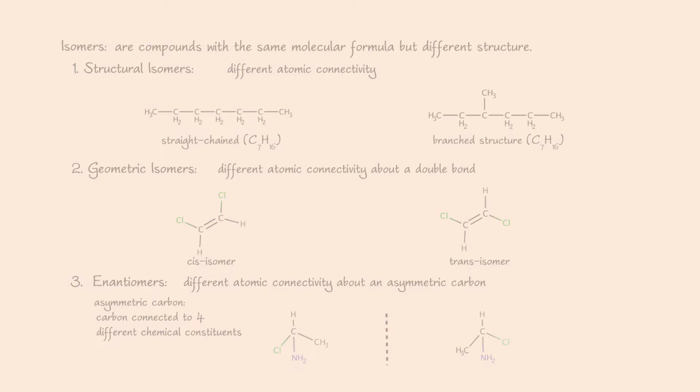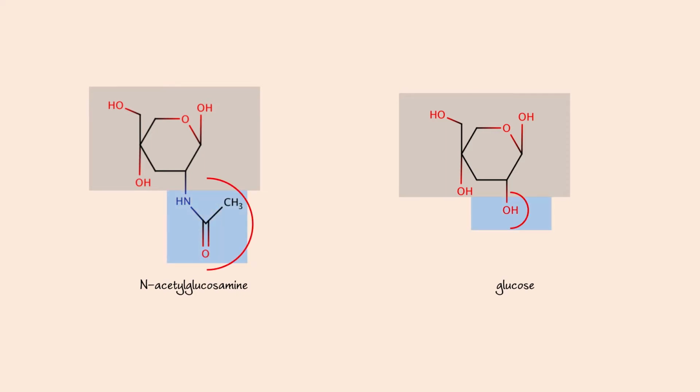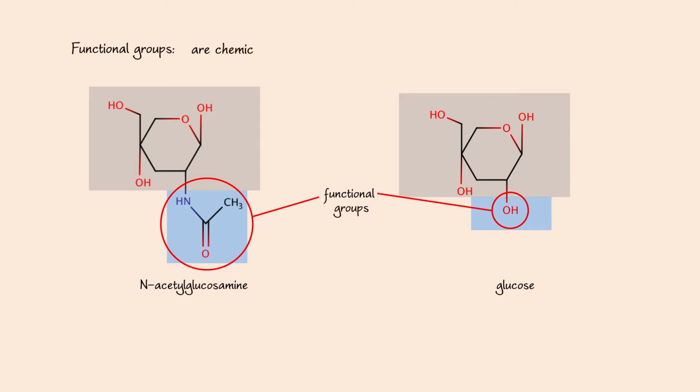Our next topic is functional groups. Let's examine 2 molecules with minor differences: N-acetylglucosamine and glucose. Notice both structures have the same base structure. The only difference is the group of atoms attached to the bottom right-hand corner of the molecules. These groups of atoms are known as functional groups. Functional groups are chemical groups that can alter the structure and chemical reactivity of a molecule.